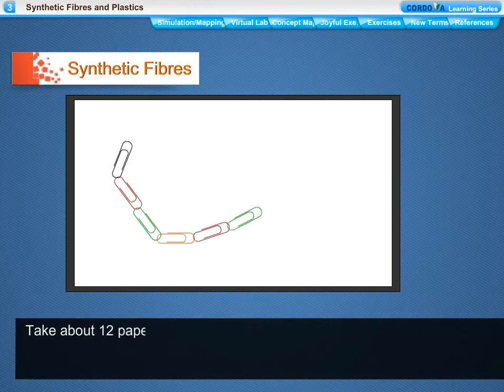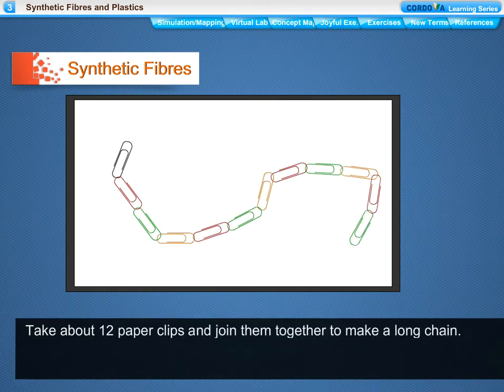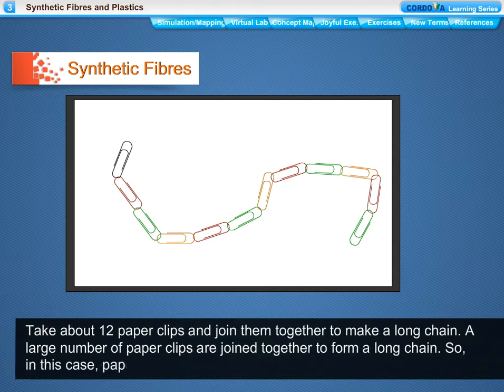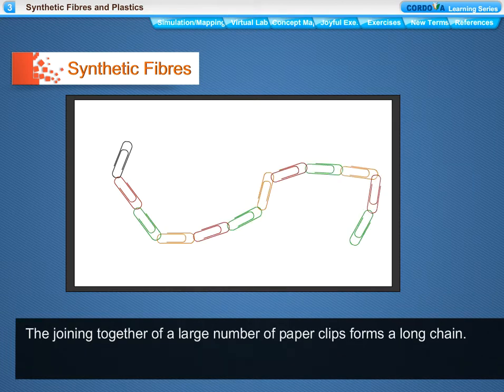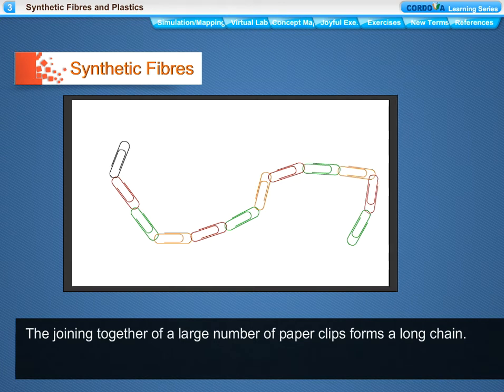Take about 12 paper clips and join them together to make a long chain. A large number of paper clips are joined together to form a long chain. So in this case, paper clip is a smaller unit. The joining together of a large number of paper clips forms a long chain.